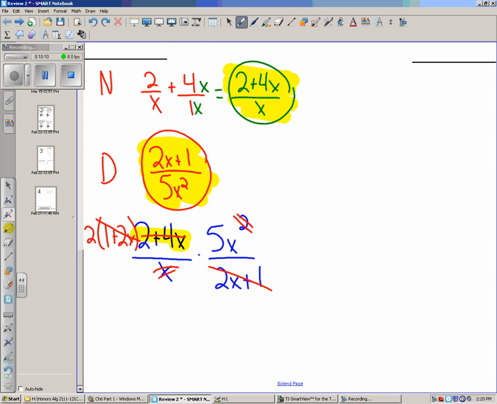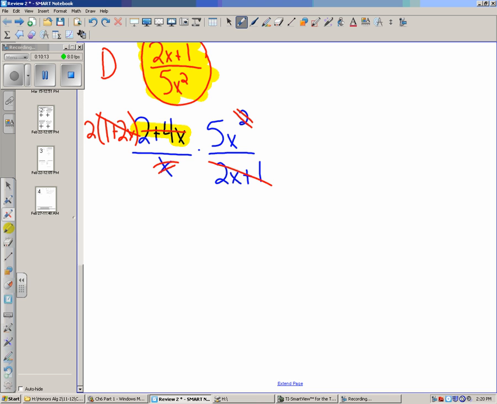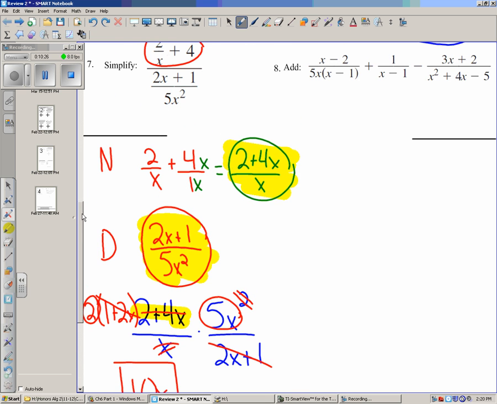So when I look at my final answer and what I'm left with, in the numerator, I have the 2, and I have the 5x, which I'm just going to put as 10x. And then there's nothing left in the denominator. This is it. 10x is your final answer for number 7.